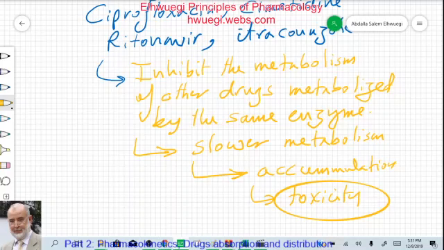In this case, what we have to do is to reduce the dose of drugs metabolized by cytochrome P450. We have to reduce the dose. This is logic. Okay?